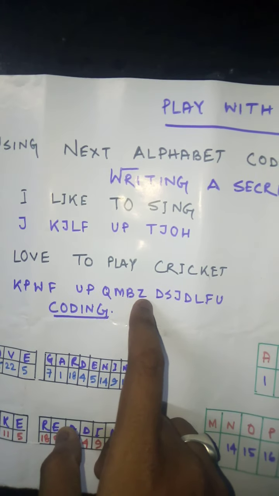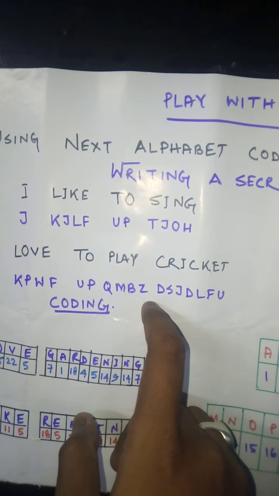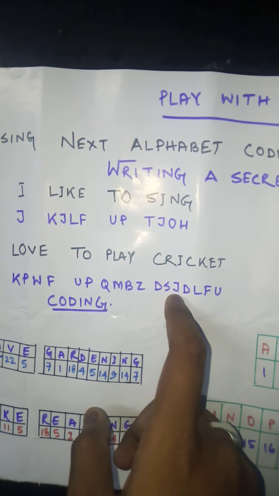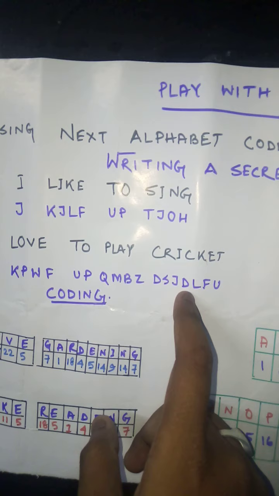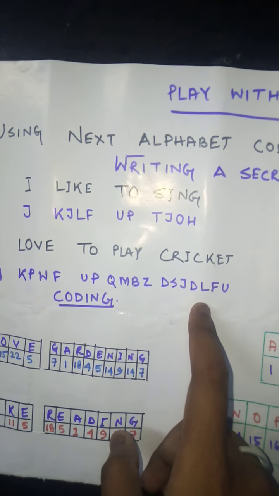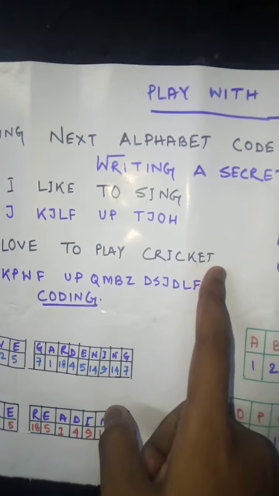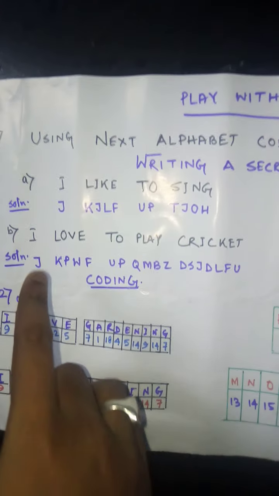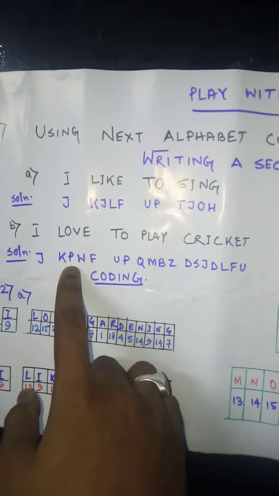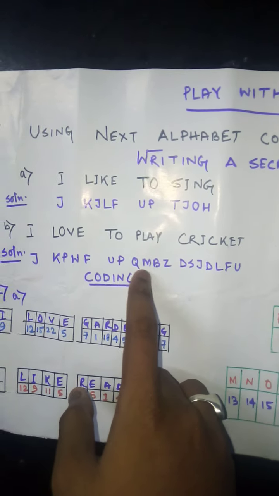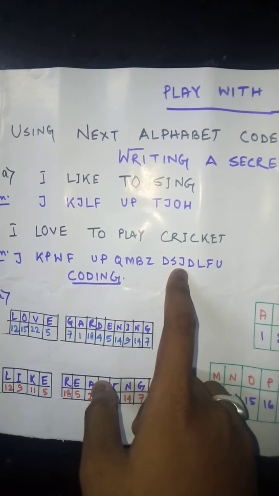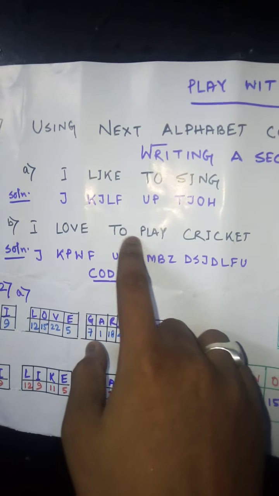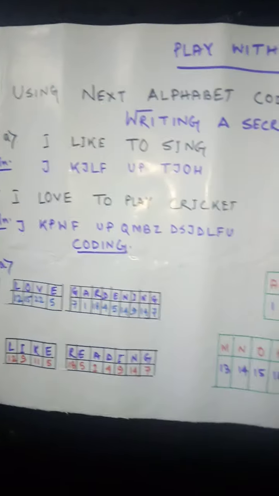For Y we will use Z, for C D, for R S, for I J, for C D, for K L, for E F, and finally for T U. So the statement "I love to play cricket" will become J M P W F U P Q M B Z D S J D L F U. You have to maintain some gap between each of the words so that they do not get jumbled up.